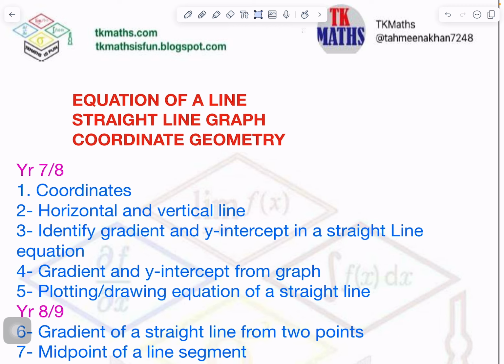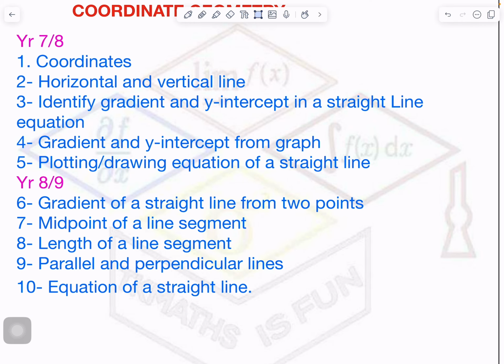In year 7 and 8, usually it is taught what are coordinates, how to plot them, how to mark them, how to identify them, then about horizontal and vertical lines, then identify gradient and y-intercept in a straight line equation, gradient and y-intercept from graph, plotting of it. So these are usually taught in year 7 and then gradually 8. And then onward it is to 9, these topics are covered.